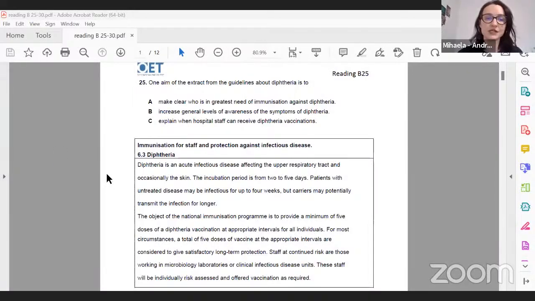I will share my screen and we will look at the first question here. And we'll read the question first. We will do the first question together, and then I will set a timer, 1 minute for each question, and then we'll discuss the answers. So we have the first question. What is the aim of the extract from the guidelines about diphtheria? One aim is to... so we have to figure out the purpose of our text.